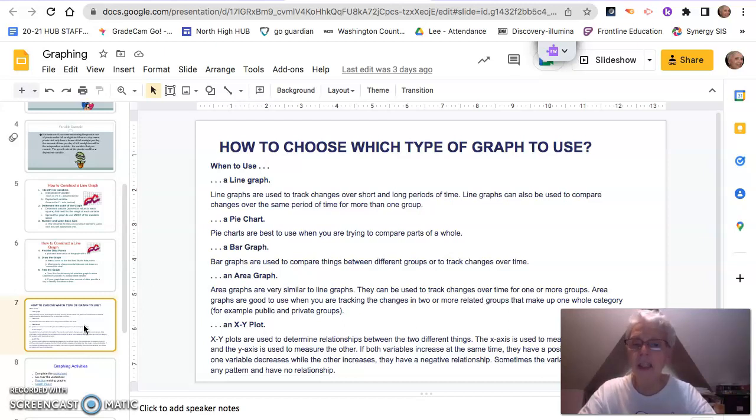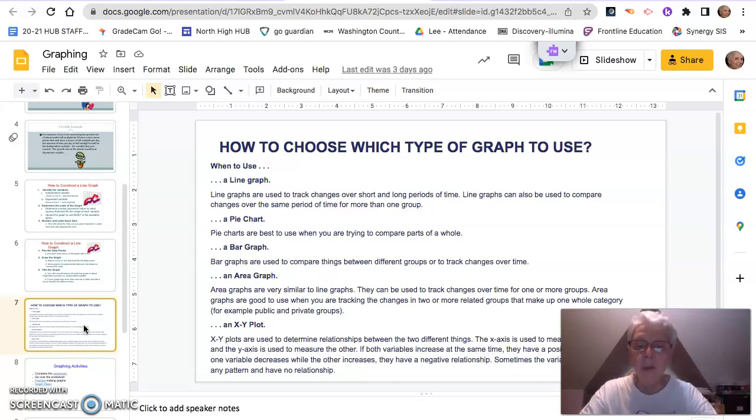A pie chart tells me I'm comparing all these parts to a whole. In a bar graph, I'm just comparing different groups and tracking it over time. An area graph is similar to a line graph. They are used to track changes over time for more than one group. Area graphs are good to use when you are tracking the changes of 2 or more related groups in one category, such as a public group versus a private group.